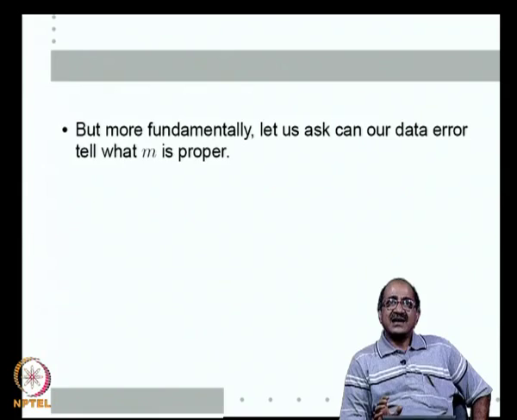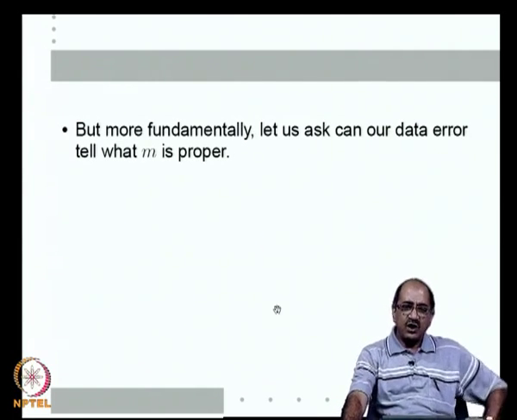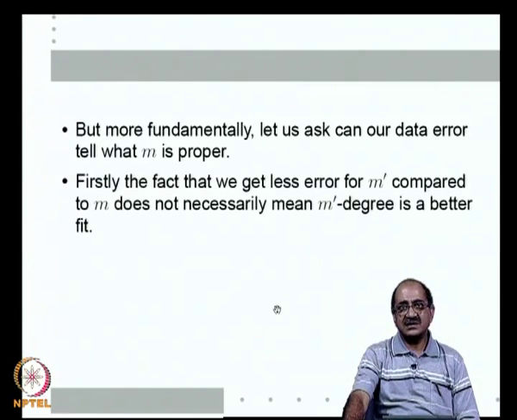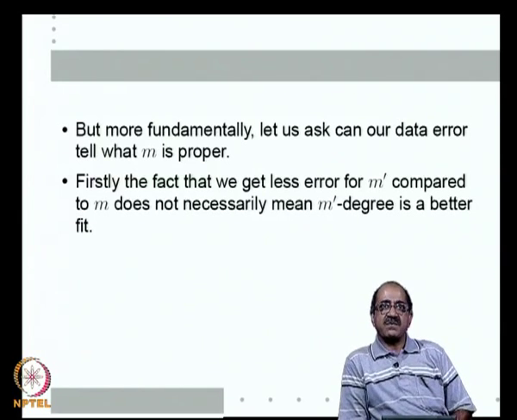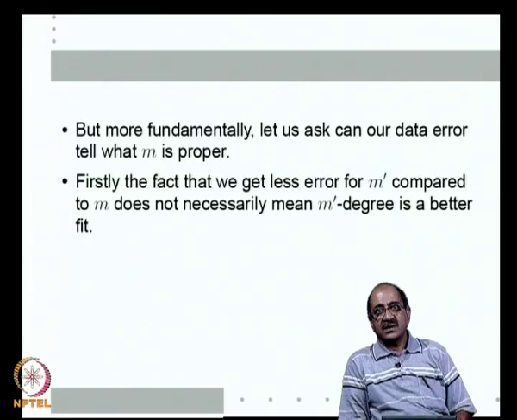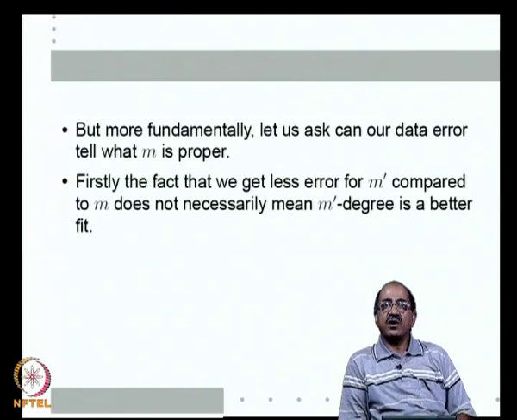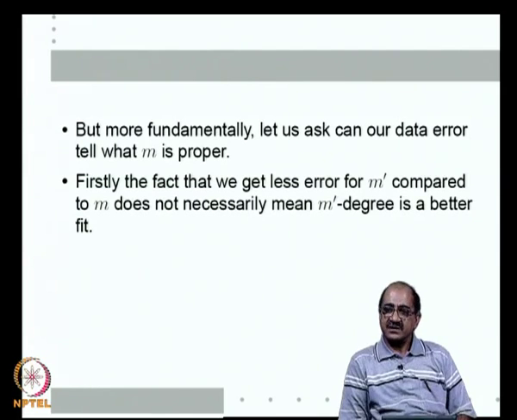Can our data error tell us what m is proper? Of course, we already know it cannot, but let us say what it means. Suppose I have two m's, m and m prime. That I get less error for m prime compared to m does not necessarily mean m prime degree polynomial is a better fit, right.